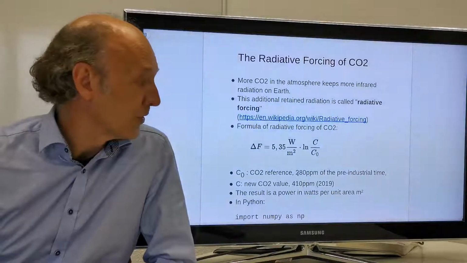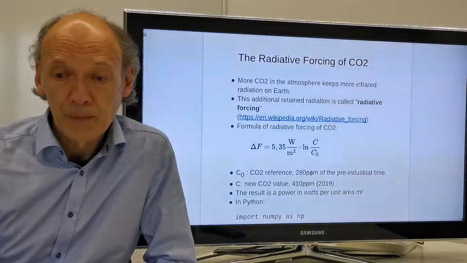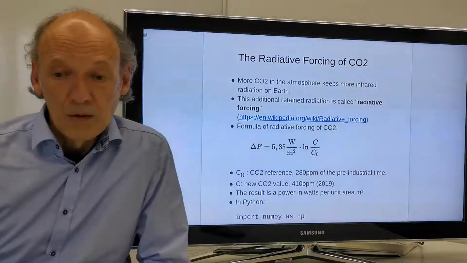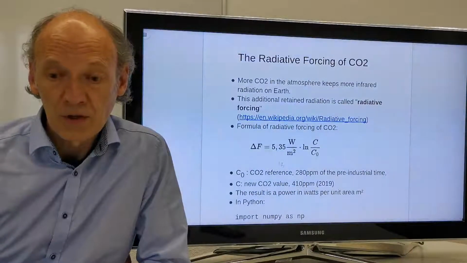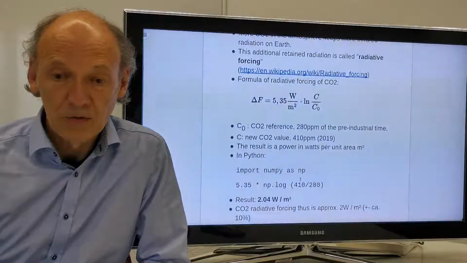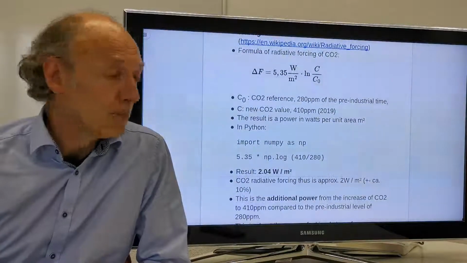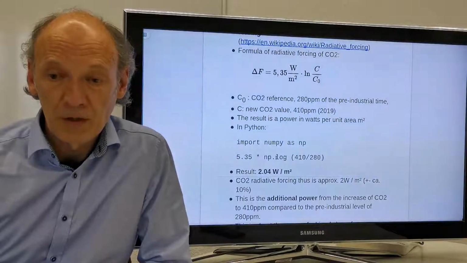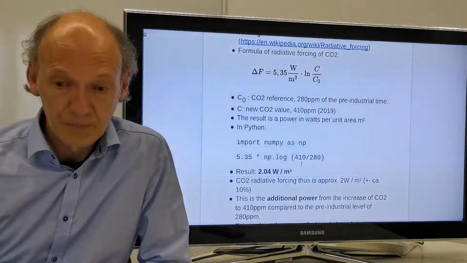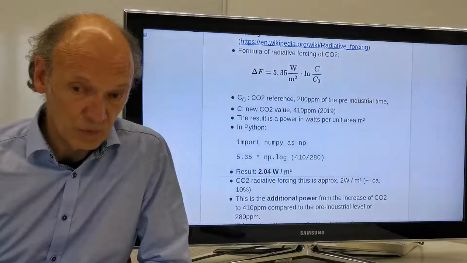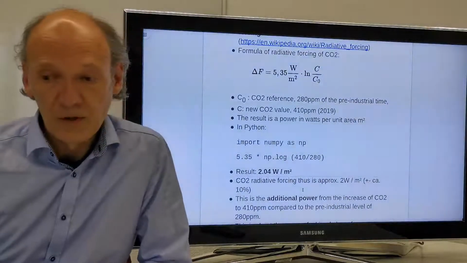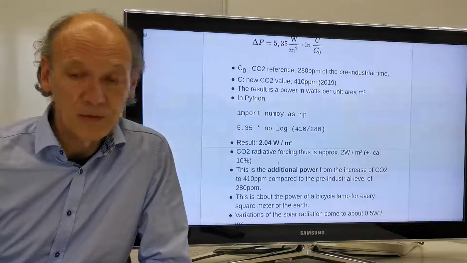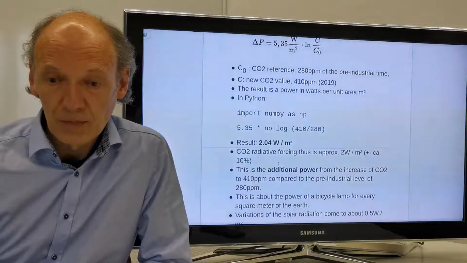C0, we saw last time, is 280 parts per million. C, the current value, is about 410 parts per million. And that's all we need to get a result. You can just use Python, or any scientific calculator will do too. Just plug in the numbers here, take the natural logarithm, and the result is 2.04 watts per square meter, or roughly 2 watts per square meter. Say plus minus 10%. That's actually more accurate than we needed for our estimation.